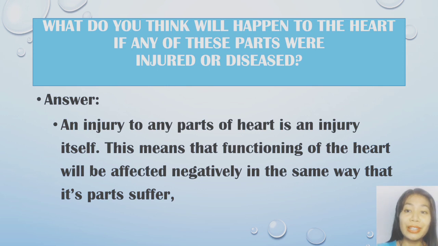What do you think will happen to the heart if any of these parts were injured or diseased? Okay, so the answer for that is an injury to any part of the heart is an injury to the heart itself. This means that the functioning of the heart will be affected negatively in the same way that its parts suffer.